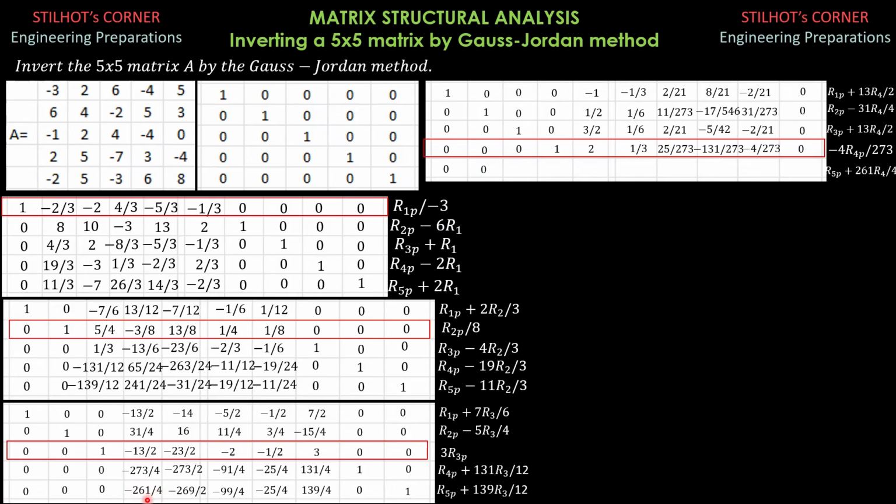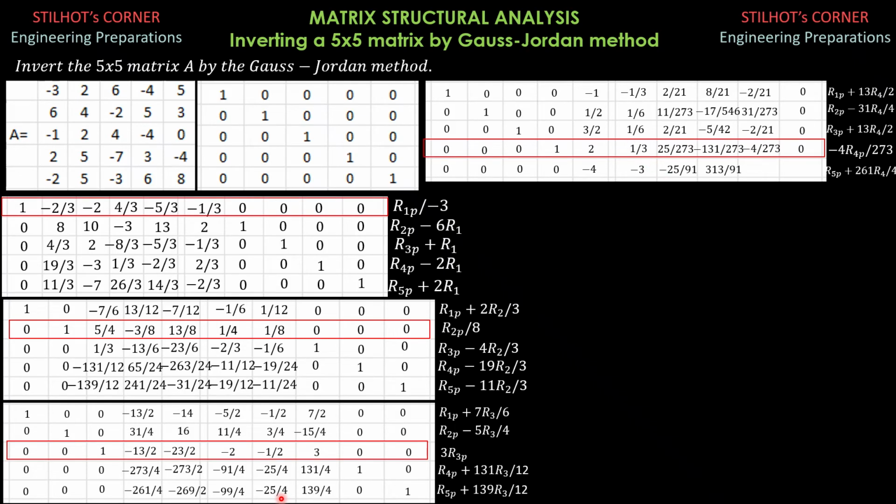Let's make this 0. So it should be row 5 previous plus 261 over 4 of row 4, so that this is 0, 0, 0, 0. Then negative 269 over 2 plus 261 over 4 times 2, it's negative 4. Negative 99 over 4 plus 261 over 4 of 1/3, that's negative 3.